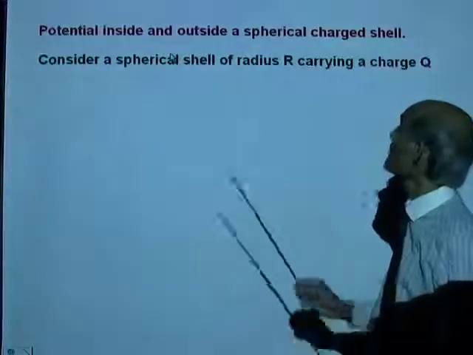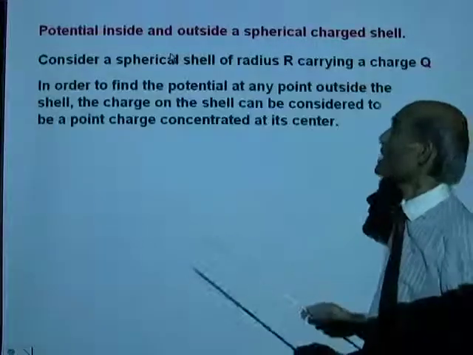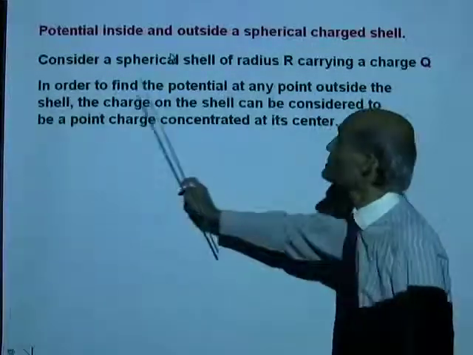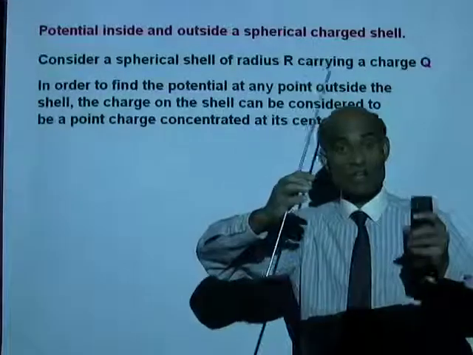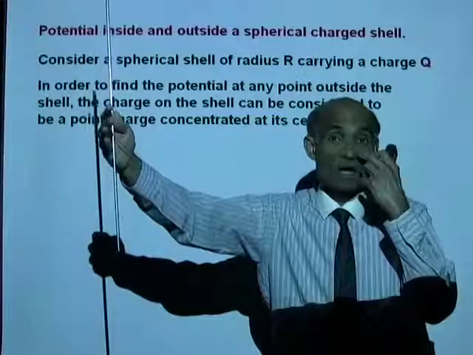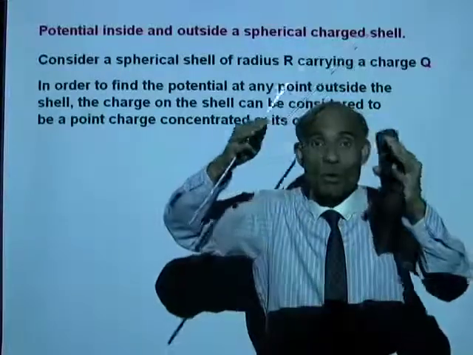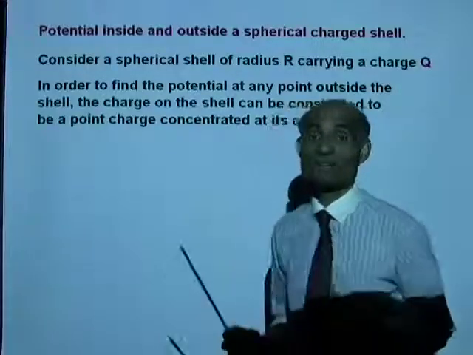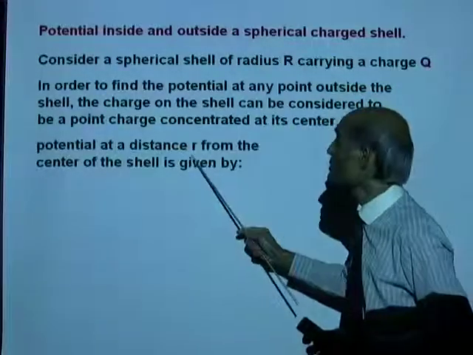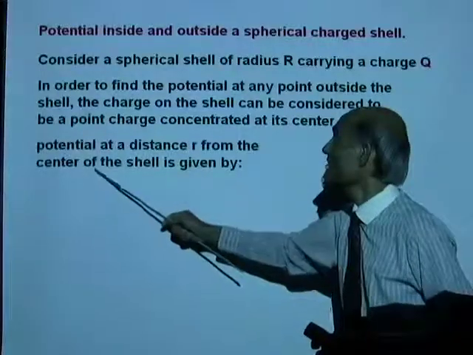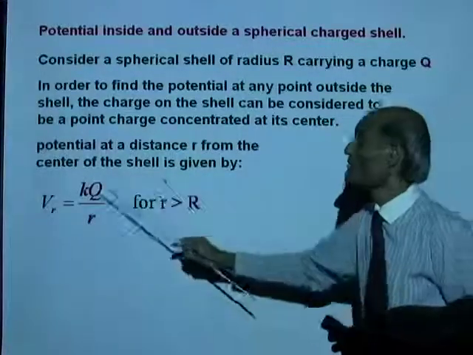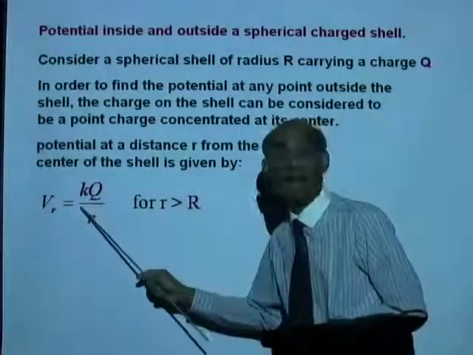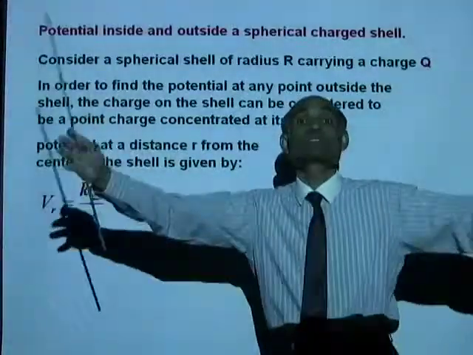Consider a spherical shell of radius r carrying a charge q. If you want to find the electric potential at any point outside the charged shell, you have to assume that all the charges are concentrated at its center. We talked about that in the last class. Now, potential at a distance r from the center of the shell, therefore, is V(r) equal to kq divided by r. And this is valid only for points outside the shell.